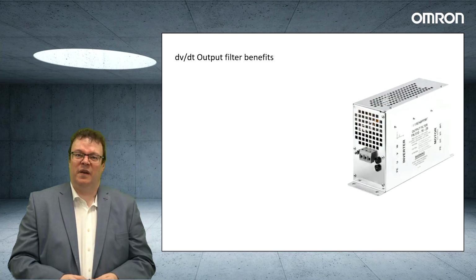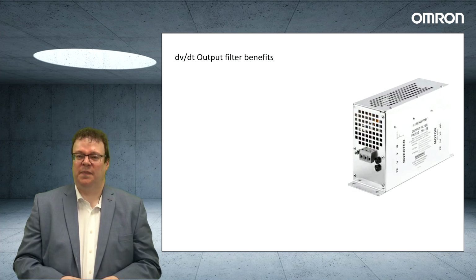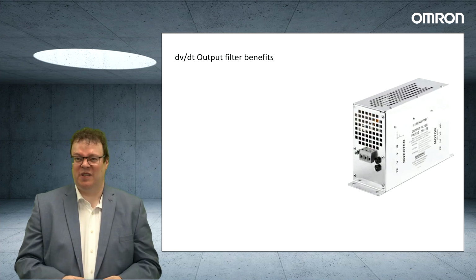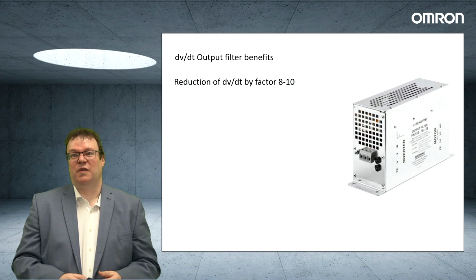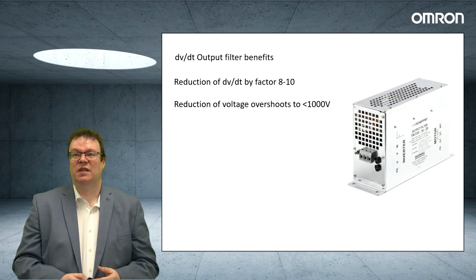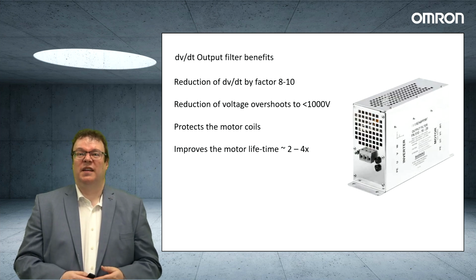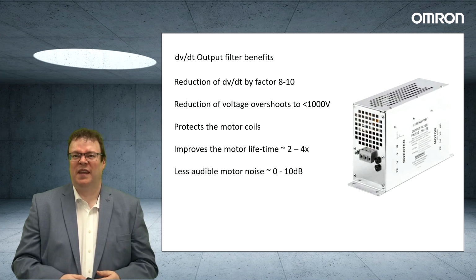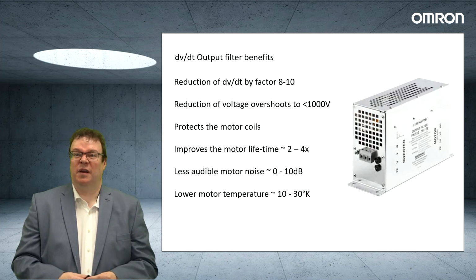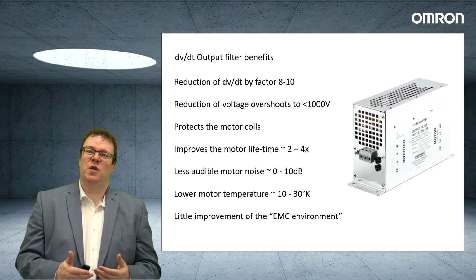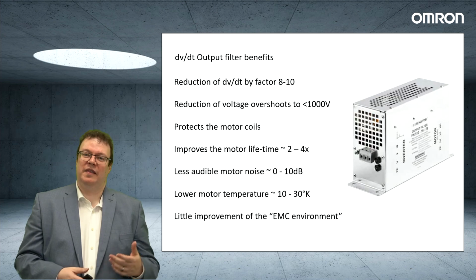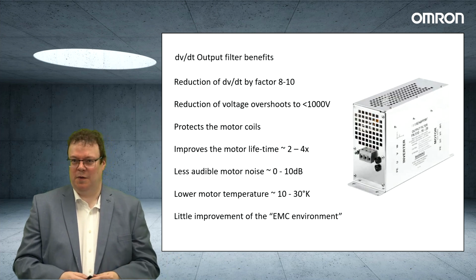Another type of filter that you can have is what we call a dV/dt output filter. This is what's used on the output to reduce some of the issues we spoke about affecting the motor itself. This has an advantage of reducing the dV/dt factor by 8 to 10 times. It can reduce the voltage, protects the motor coils, improves the motor lifetime, reduces audible noise from the motor running, and can help lower the motor temperature. However, it is worth noting that these are all about protecting the motor and do little for the EMC environment. That is actually protected by the EMI input filter that we spoke about on the previous slide.